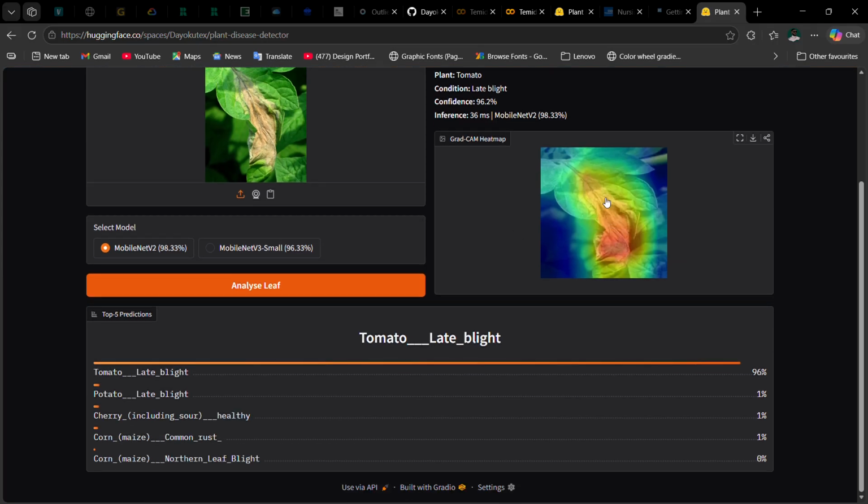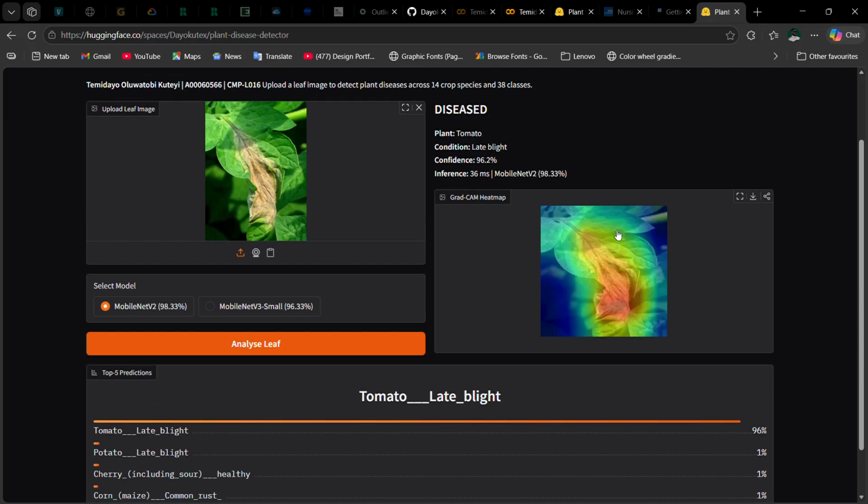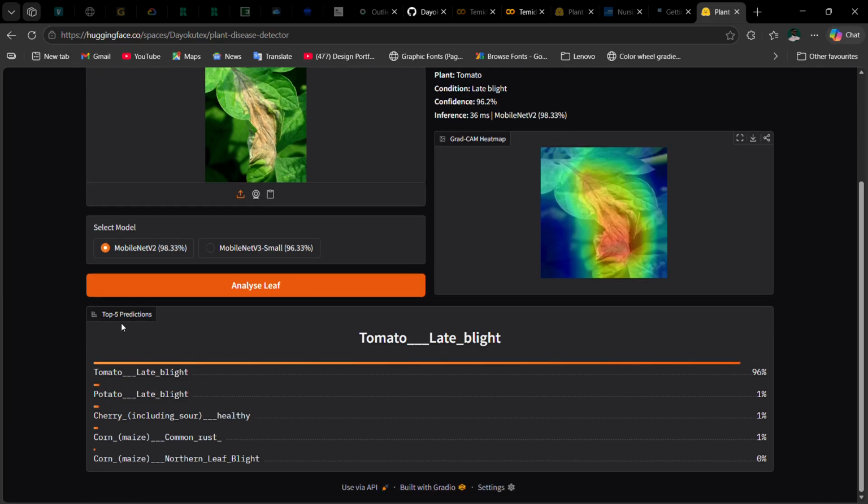And this section is where the MobileNetV2 reads with a heat map, which makes it predict that this leaf is tomato, and it has a very high confidence level during the prediction. And here is the top 5 predictions of what the MobileNetV2 can predict, and it is showing tomato, potato, cherry, and potato as the highest.